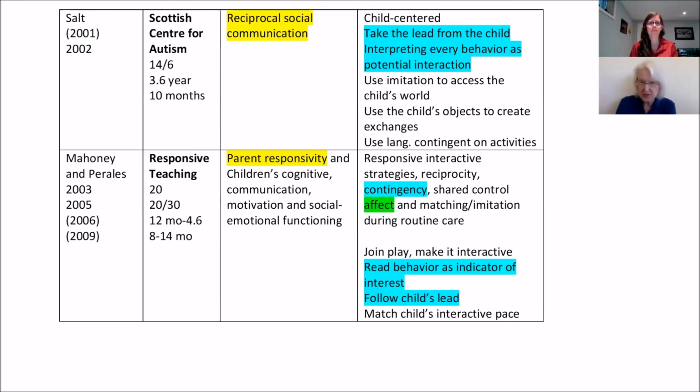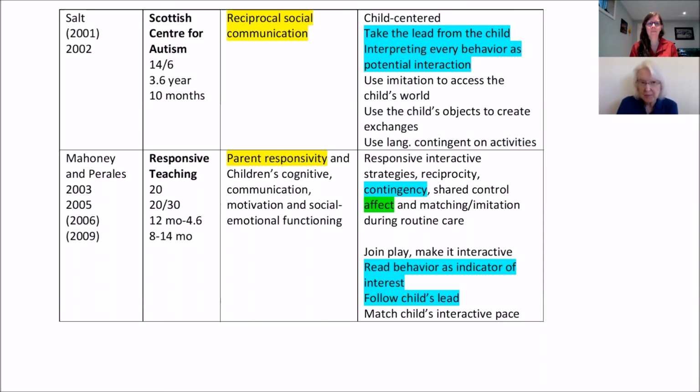The first one is from Jeff Salt, and on all of these, I'm just using the first author, but there are multiple authors on these studies. This is from the Scottish Centre for Autism. And the part I highlighted in yellow is the target. The target of their research was reciprocal social communication. And some of the strategies, which you'll see over and over again, take the lead from the child and interpret every behavior as a potential interaction.